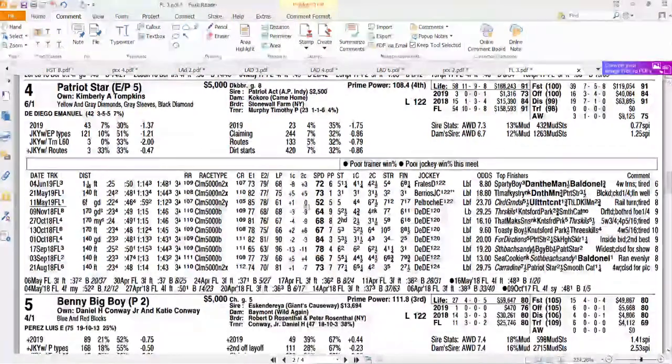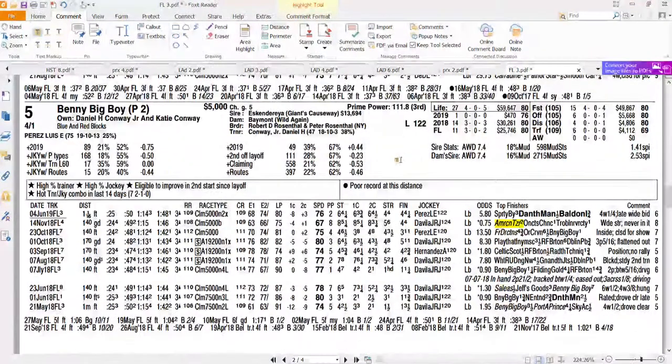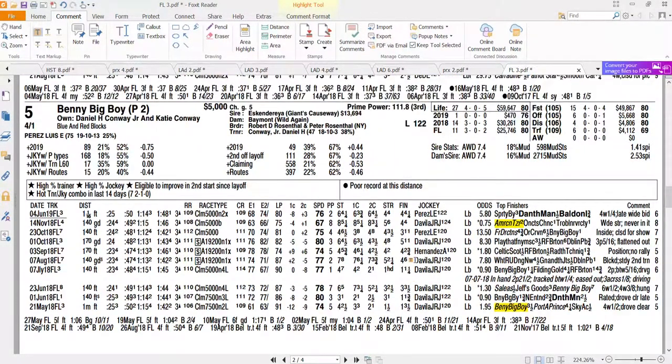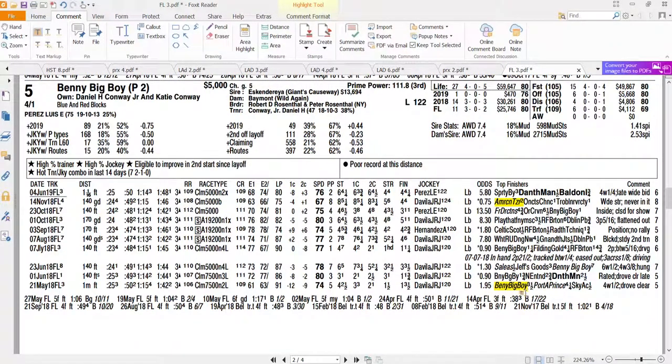I moved down to the 4. Nothing really to identify. The 5, I started trying to identify a key race, but I couldn't find any. Like, here's an example right here of a key race. If I look down here, if you notice, in fact, Benny's Big Boy won this race. We also have Port-au-Prince that came out and won its next race too. So this was a key race.